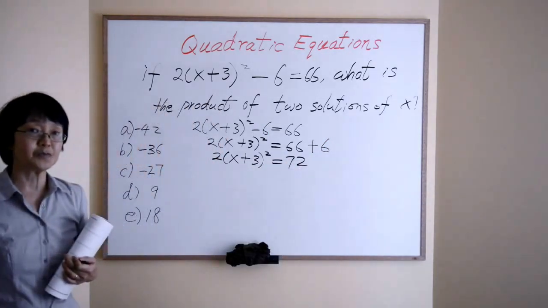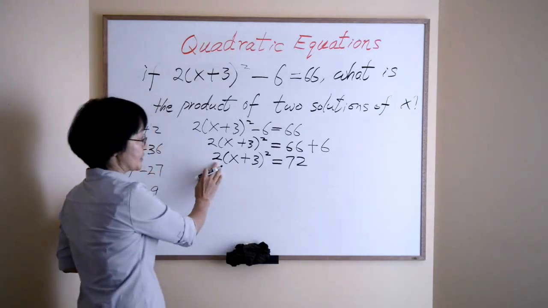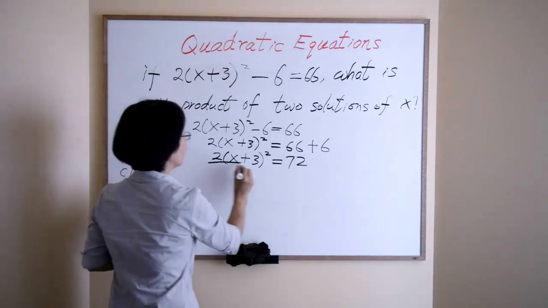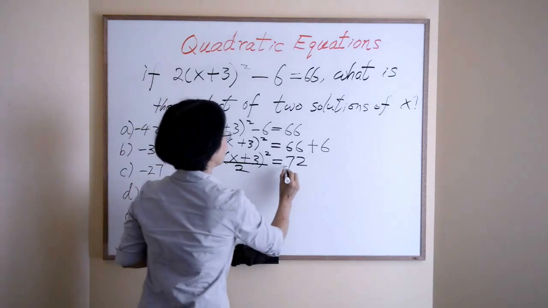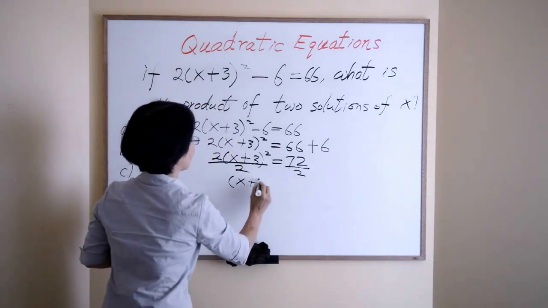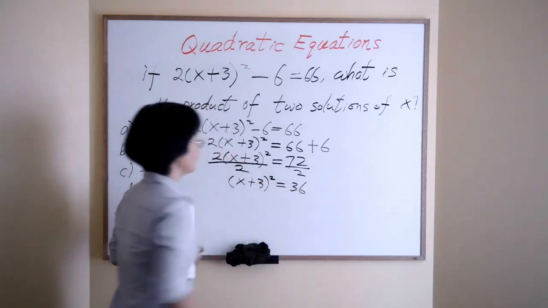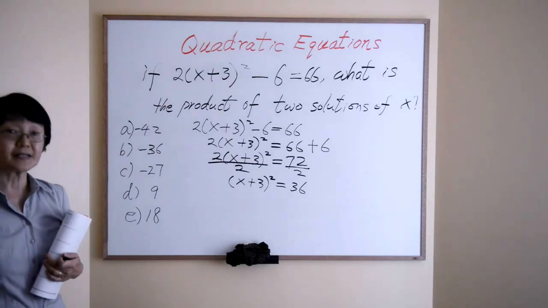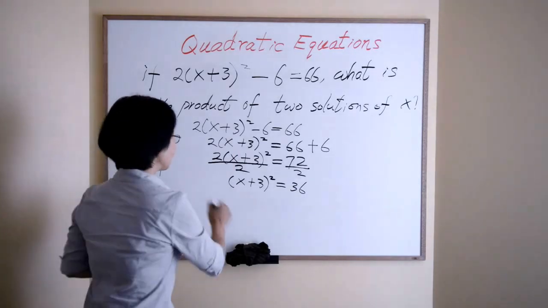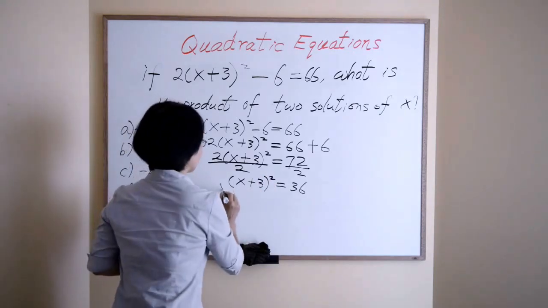What is the next thing we should do? Yeah, we should divide both sides by 2 to get rid of that 2. So we divide by 2, divided by 2. So we are left with x plus 3 squared equal to 36. Now what should we do next? Yes, we need to take the square root. We want to get rid of that square. So we do the square root.